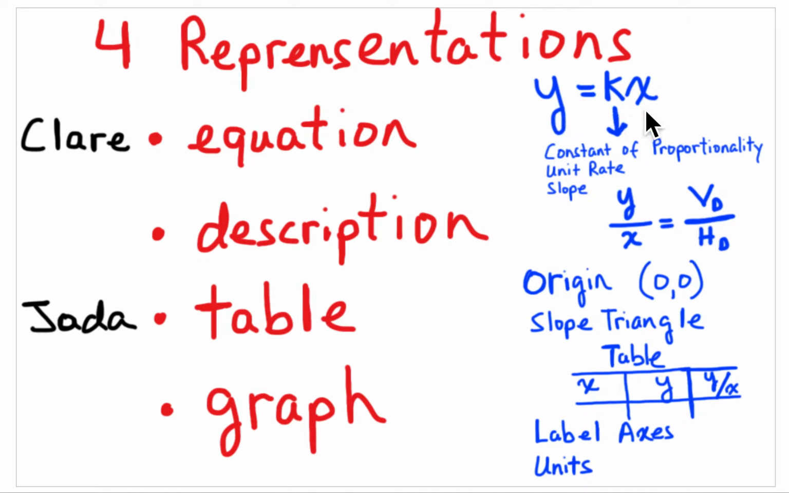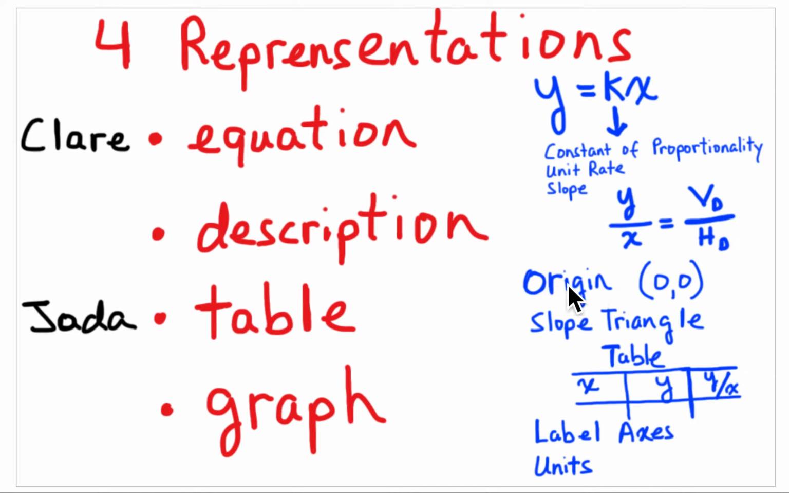It's y equals kx. You know that k is the constant of proportionality. It's going to give you the unit rate. It's going to give you the slope of the graph. It's y over x. It's a comparison of the number of units in the vertical direction compared to the number of units in the horizontal direction. That gets to the unit rate. If this horizontal direction is 1 unit, then the number of units in the vertical direction is going to give you the unit rate. How many units per 1 unit in the horizontal direction?